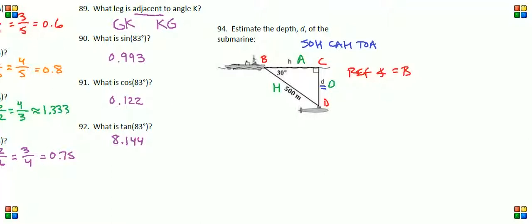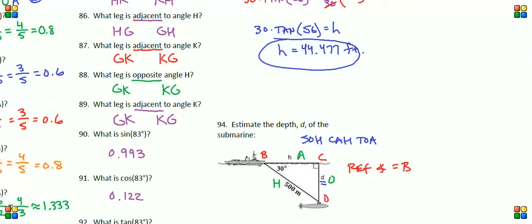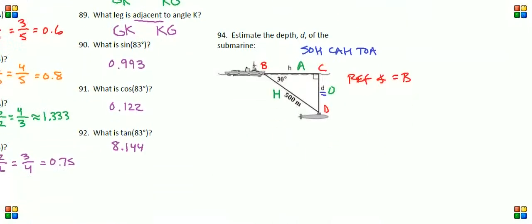Let's go ahead and figure out which trig ratio we're going to use. So the first question is, how did I write that before? Okay, our known side. So what is our known side? My E's are terrible, you guys know that. What is our known side? Well, it is the hypotenuse. We know that's 500 meters. So we're going to underline hypotenuse and hypotenuse.